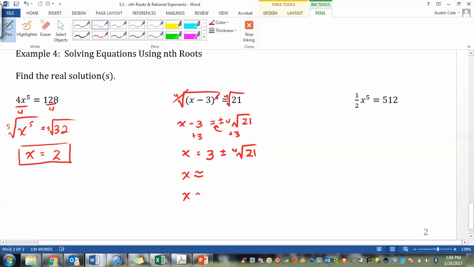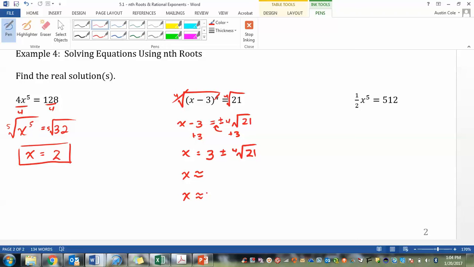Mr. Cole, how can I do the 4th root? You're going to hit 4. Yeah. And then hit math. And go to that one. Makes it the 4th root.